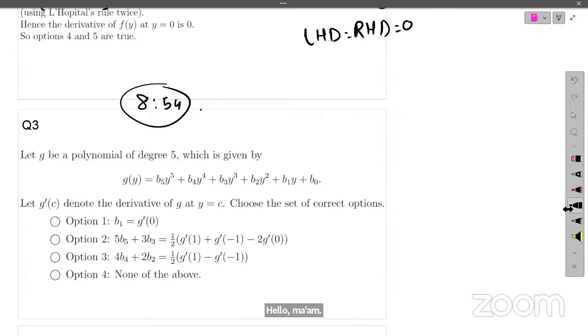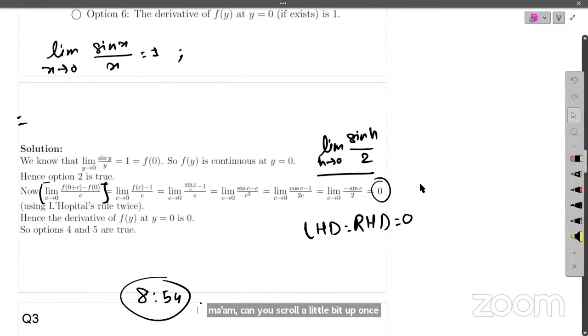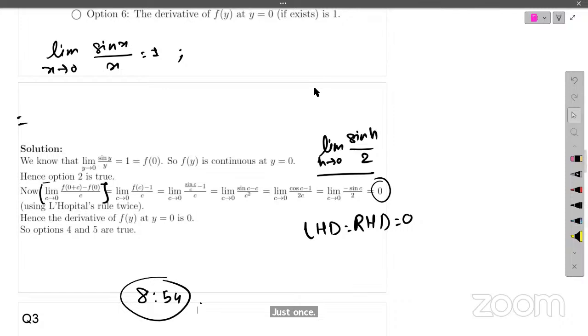Yes, Shweta. Yes, ma'am. In the last question, the derivative at x equal to 0 was 0, right? Right. Because the left hand derivative and right hand derivative both are 0, that's why we get 0. Ma'am, can you scroll a little bit up once? Just once. Yeah, sure. Okay, got it. Thank you.